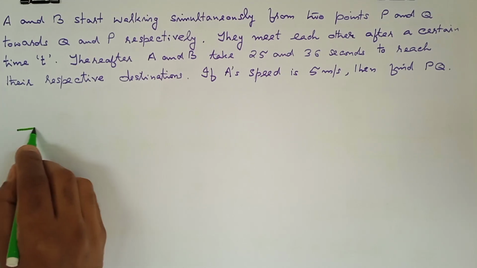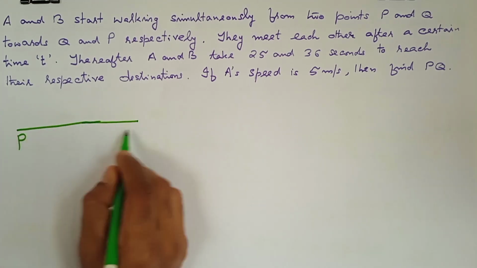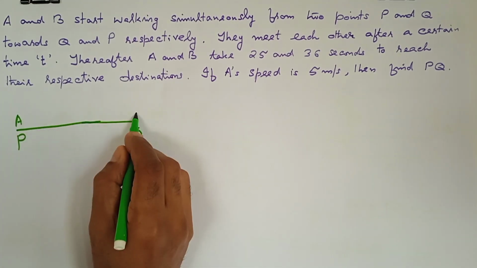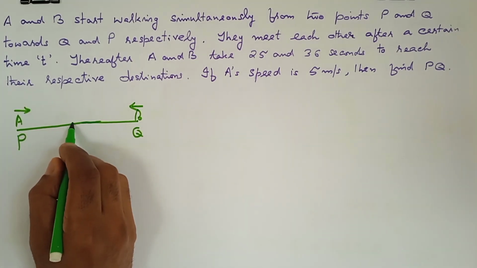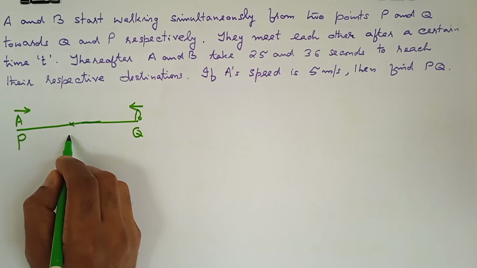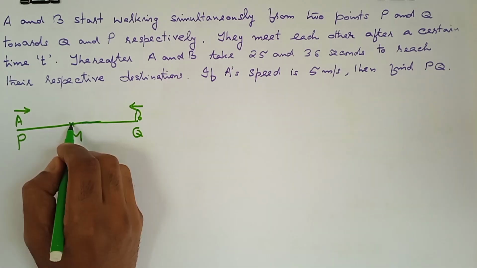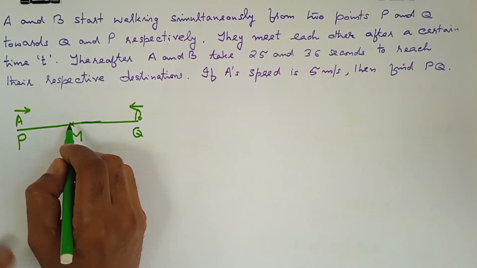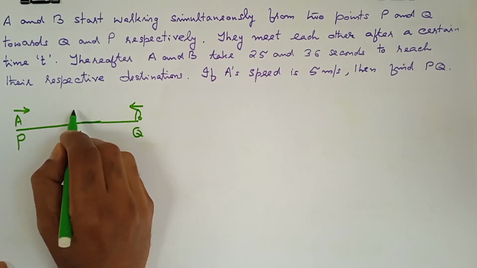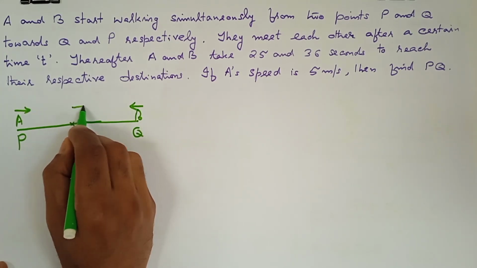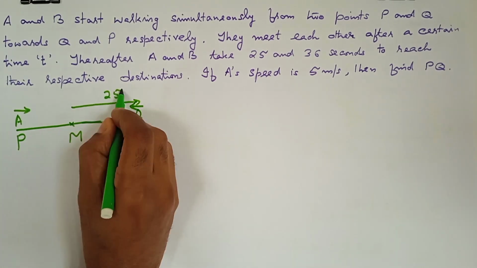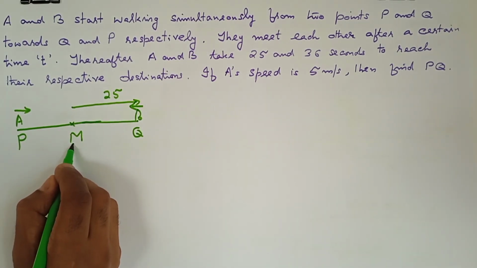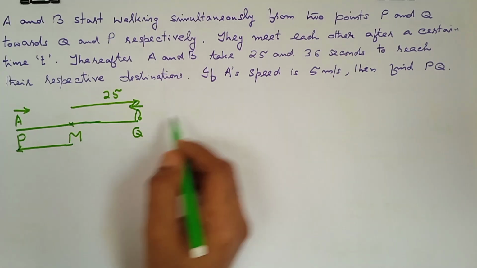Let's diagrammatically show what the data say. This is PQ, A and B standing here. They're walking towards each other. Obviously, they will be meeting at some point in between. Let it be M. After crossing each other, the problem says, A is moving on to his destination from here to here, and he reaches his destination in 25 seconds. Again, B moves from M to P in how many seconds?